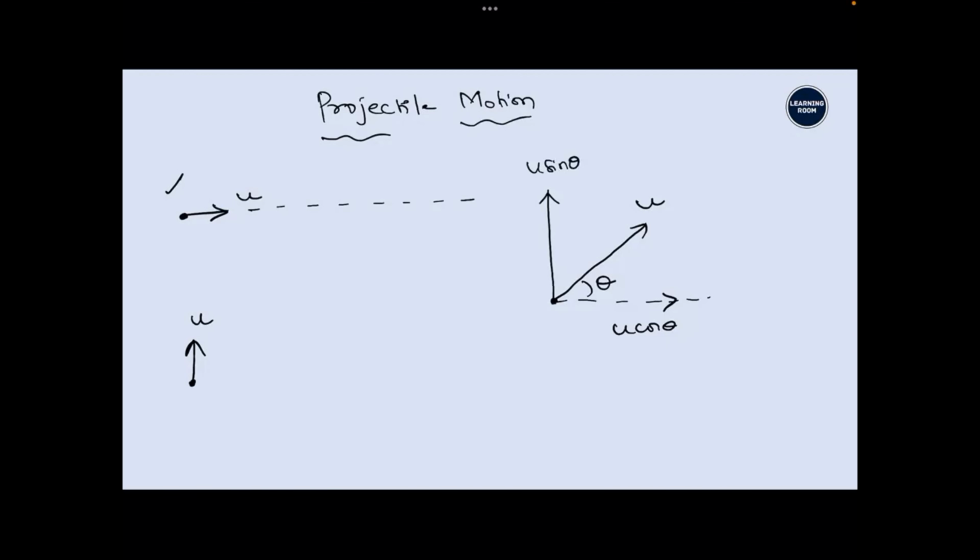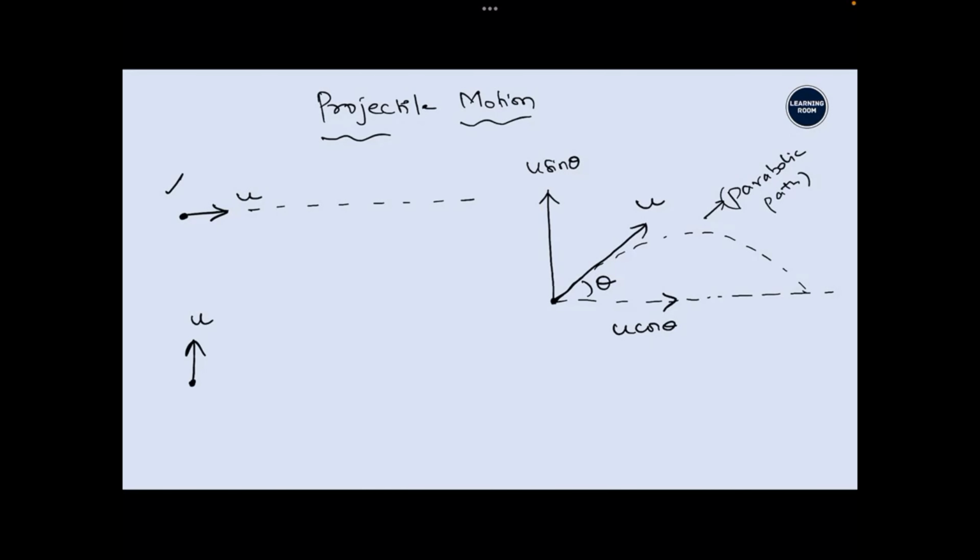So u cos theta will try to push the particle in the horizontal and u sin theta will try to push the particle in the vertical. Neither of them will be able to completely succeed, so the particle will neither move completely along the horizontal nor along the vertical, whereas it starts moving along this kind of a path, which we call a parabolic path. Are you able to understand?